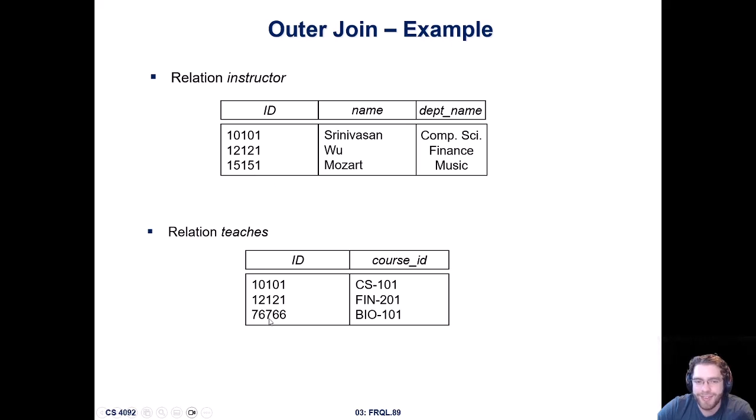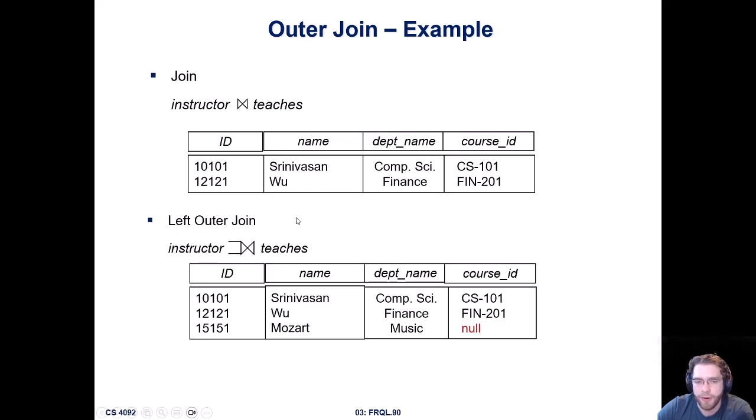151 and 767 are not in both of them there. So what can we put here? Well, we'll put in our regular joins on there. But what we're also going to do is grab that piece of data that wasn't caught in the join on our left side, the left outer join of our instructor relation, and we're going to toss a null in there, right? Now we don't lose this person. We just don't have a course ID that they're teaching.